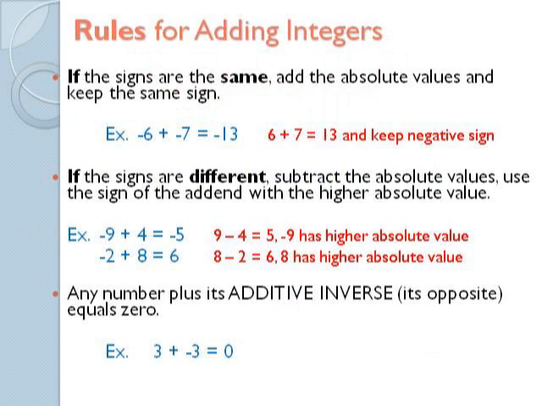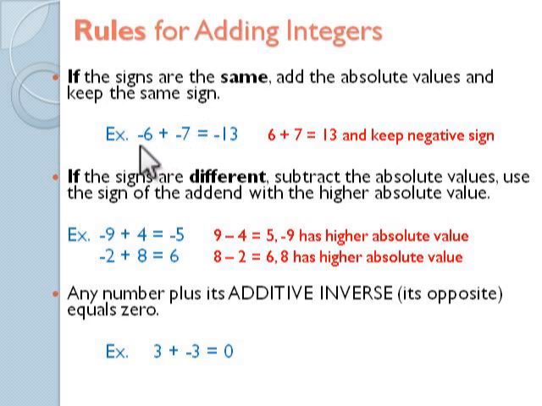So now we actually have some rules for adding integers. Because let's face it, if we're using numbers that are bigger than 10, we're really not going to want to use a number line to figure them out. So here are the actual rules for adding integers. If your signs are the same, meaning you have 2 negatives or 2 positives that you're adding, you're going to add the absolute values of those numbers, and you're going to keep their sign.